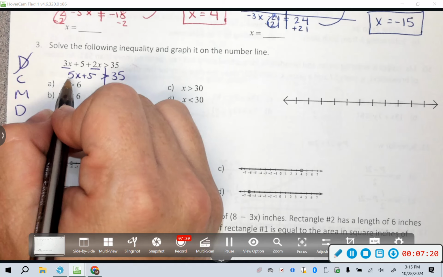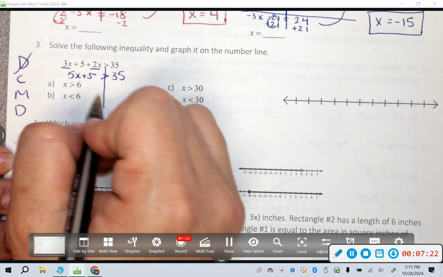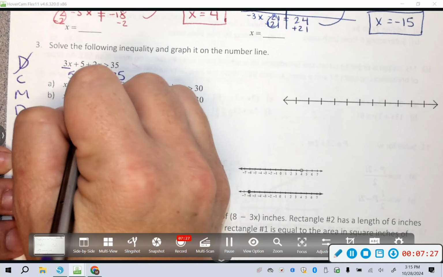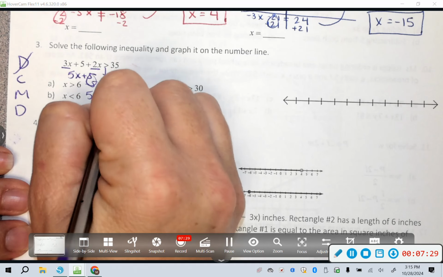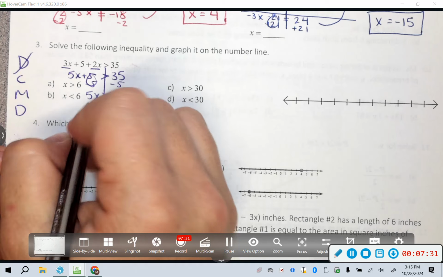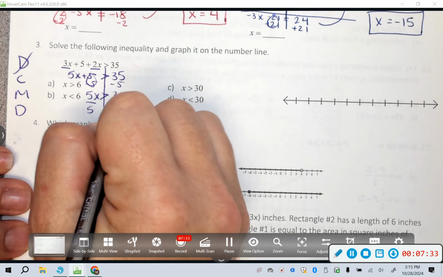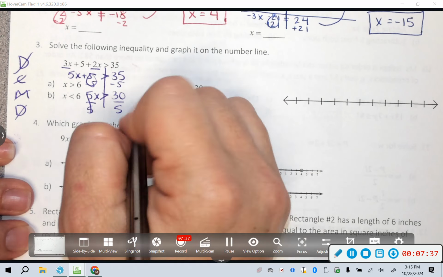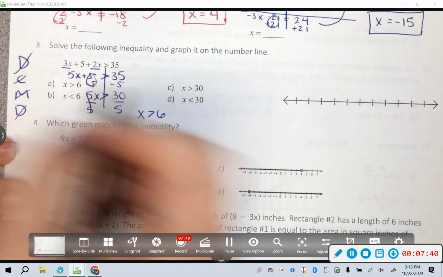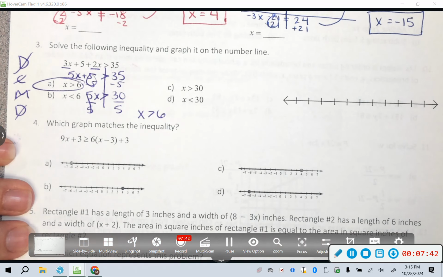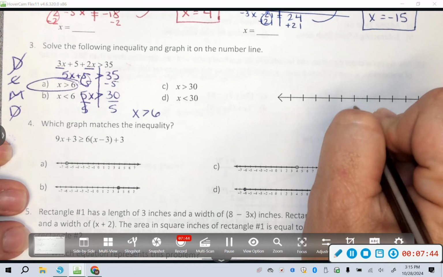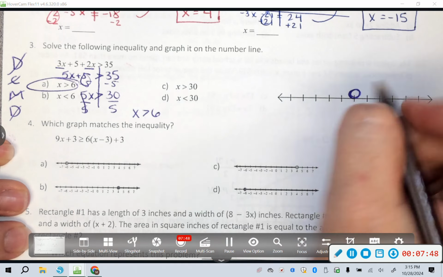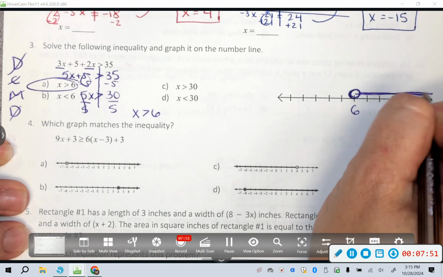So all my x's are already on the left. So now I need to move the 5 to the other side. So minus 5, minus 5. And I get 5x is greater than 30. Final step, divide both sides by 5. So I already combined, I already moved, so now I divide. And I get x is greater than 6, which is A. And we can put it on our number line. Here's my 6. Greater than is an open dot. And x is greater goes to the right.